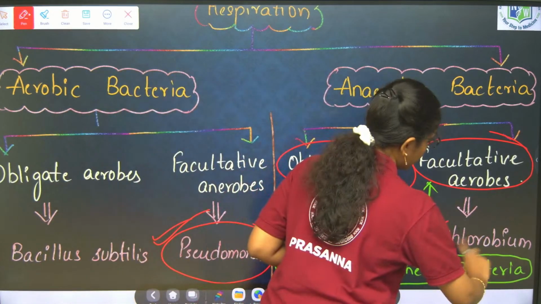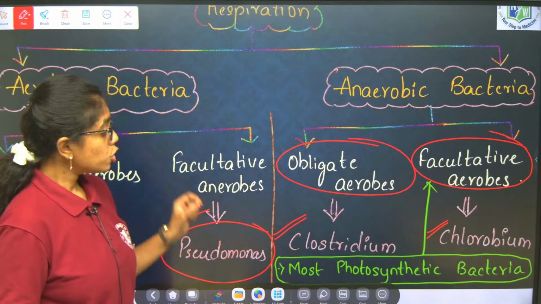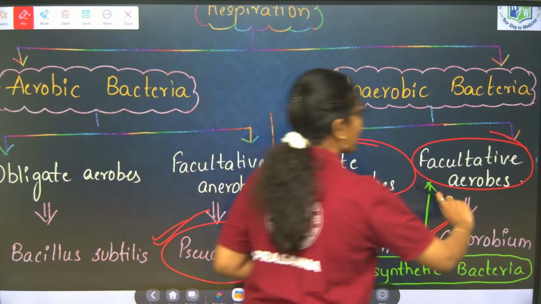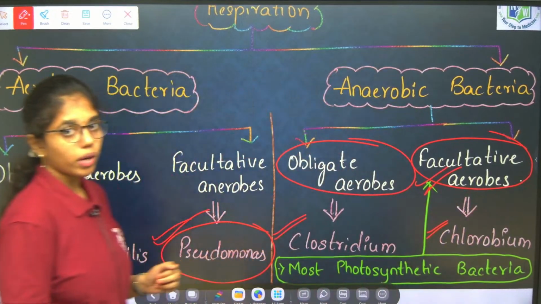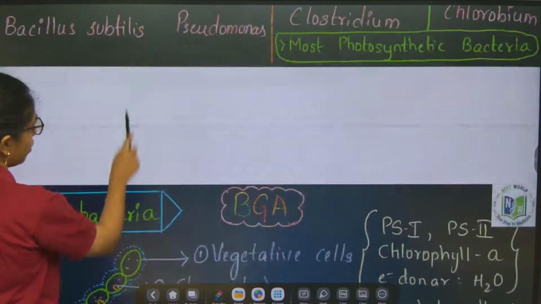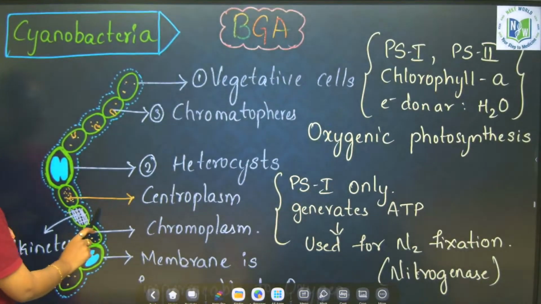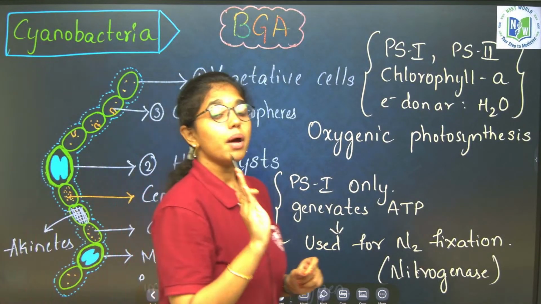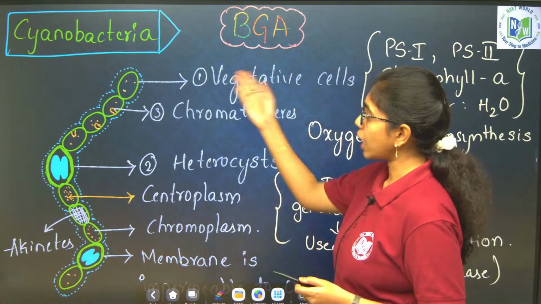The best example will be Chlorobium. Most of the photosynthetic bacteria are facultative anaerobes only. Next, when we talk about eubacteria, the best example given in our NCERT is blue green algae, that is Cyanobacteria.